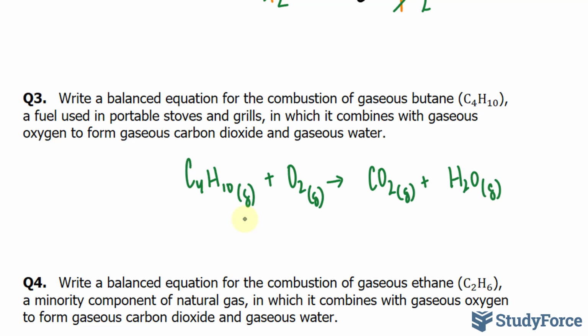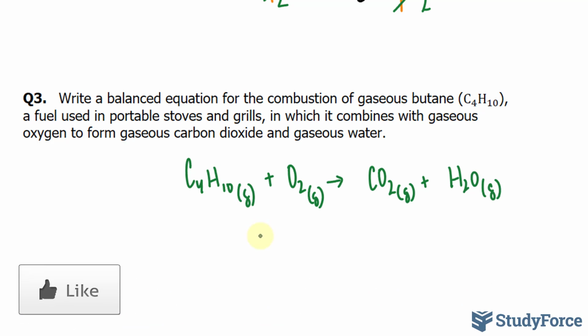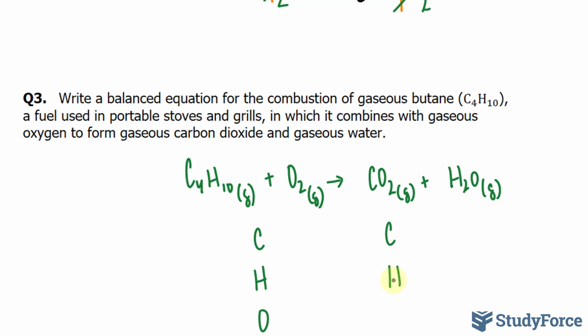So we have a typical combustion reaction here. Just like in the previous question, let's write down the atoms on the left side, and the same will be present on the right side. We have C for carbon, H and O, C, H, and O. We have 4 carbons, 10 hydrogens, and 2 oxygens. And on the right side we have 1 carbon, 3 oxygens, and 2 hydrogens.